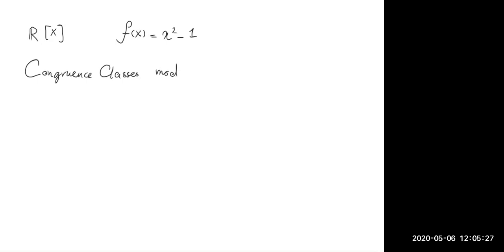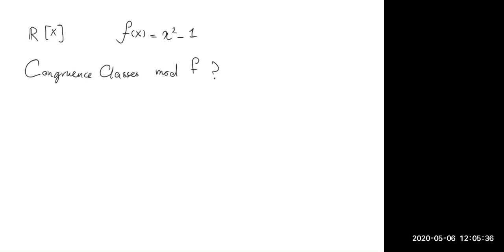So let's go to a new page. So we have R[x]. It is the set of polynomials with coefficients in R. And we take f(x) to be x squared minus 1. And the question is, what are all the congruence classes mod f? So this question is very similar to the similar question about integers.